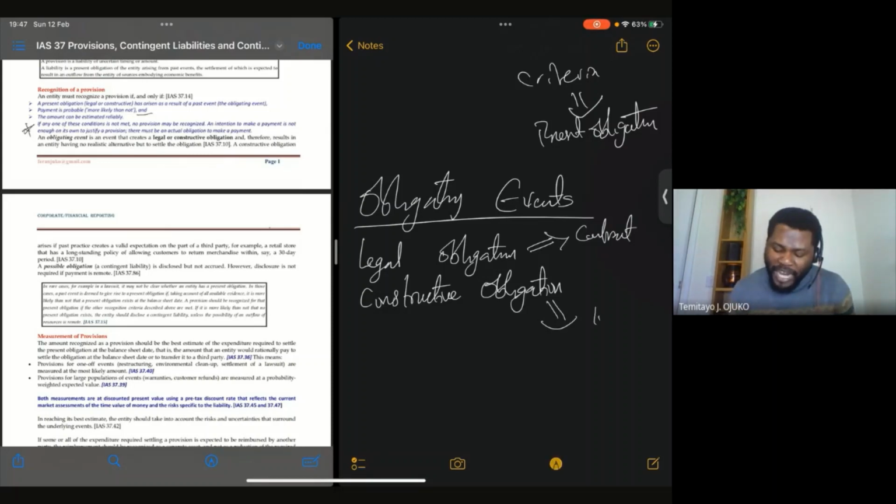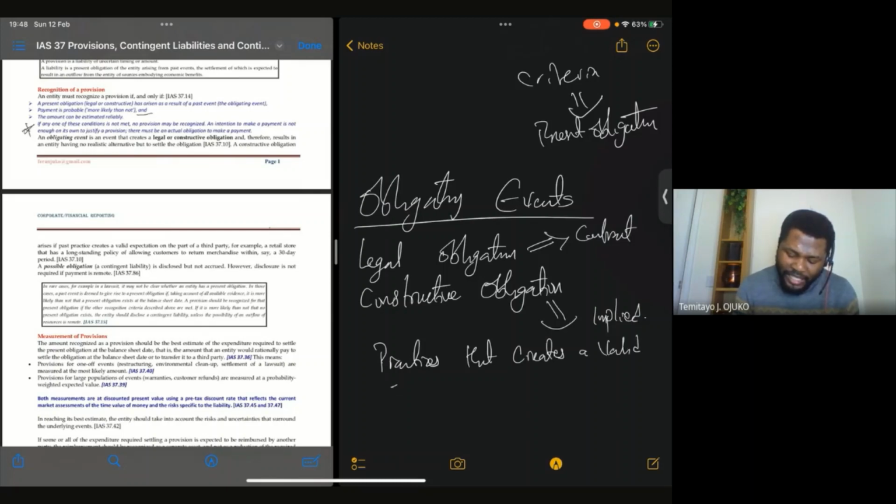Constructive obligations are implied. Now, what do I mean by they are implied? They are as a result of past practice that creates a valid expectation. Now, I will underline the valid expectation. So, in essence, what we're trying to say is that a constructive obligation arises as a result of what? As a result of valid expectation based on past practice or practices of a particular entity.